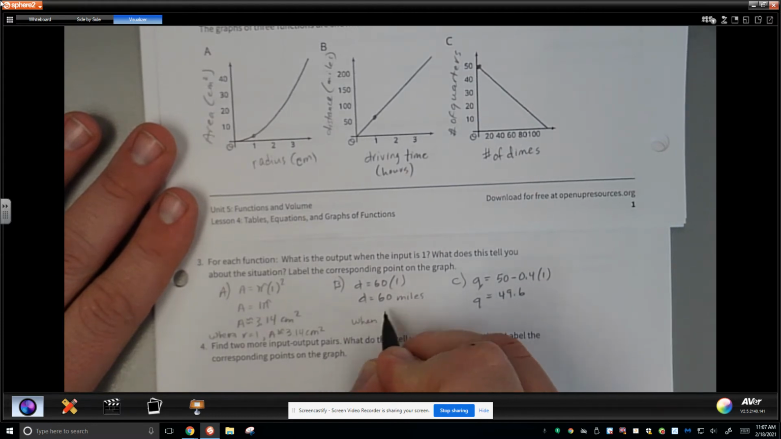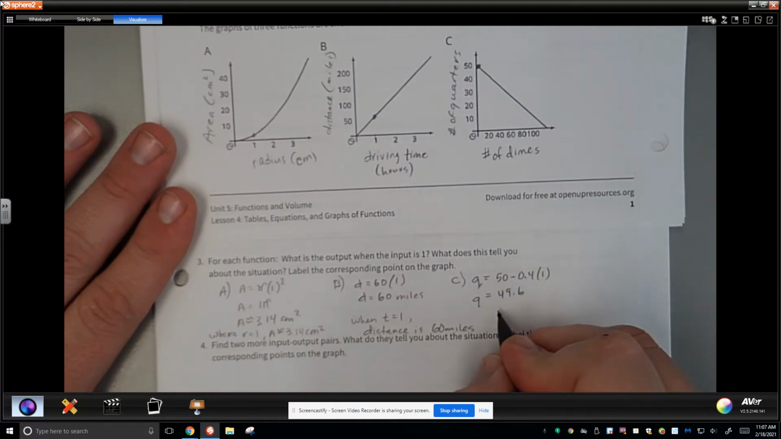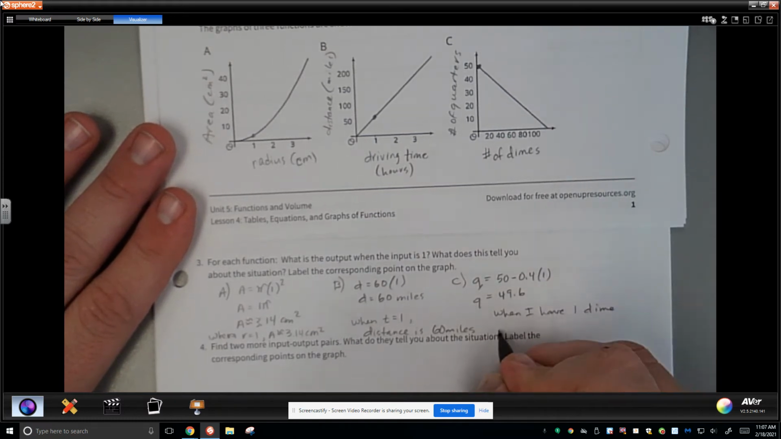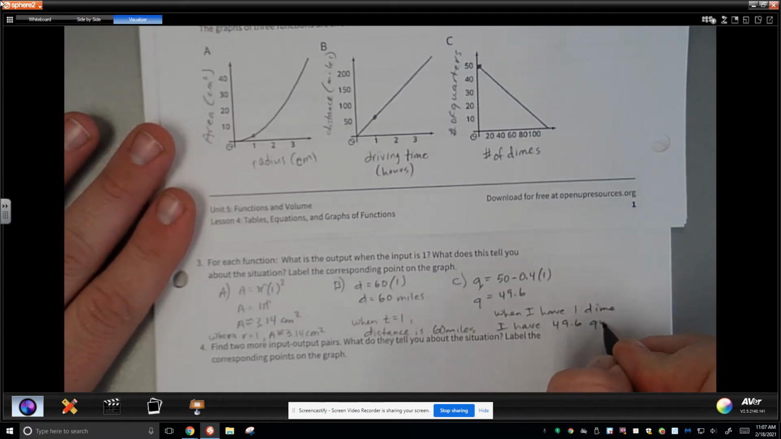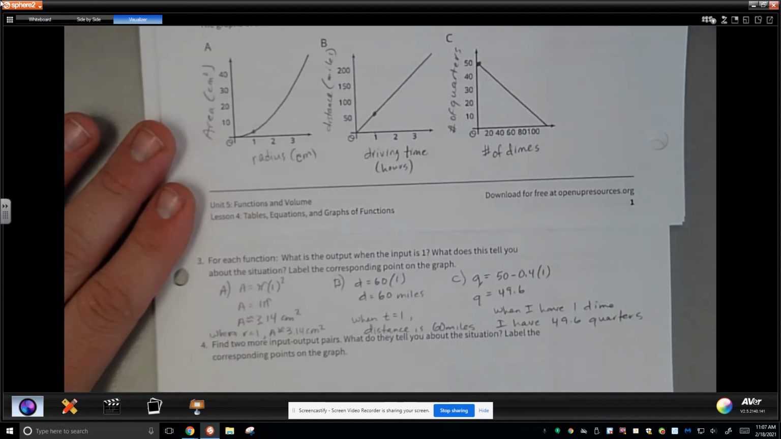When the time equals 1 hour, the distance is 60 miles. And for this one, when I have 1 dime, I have 49 6/10 quarters. Okay, 2 or more input-output pairs. What do they tell you about the situation? Label the corresponding points in the graph.